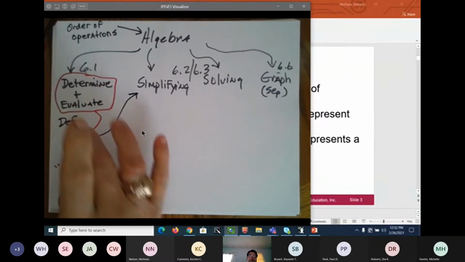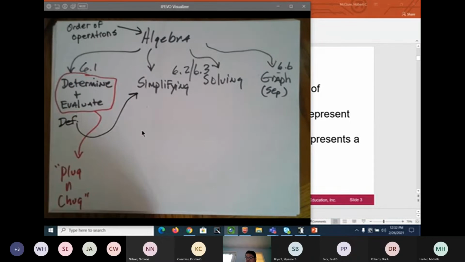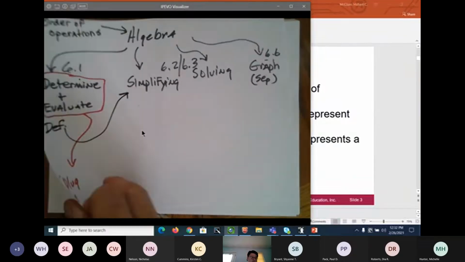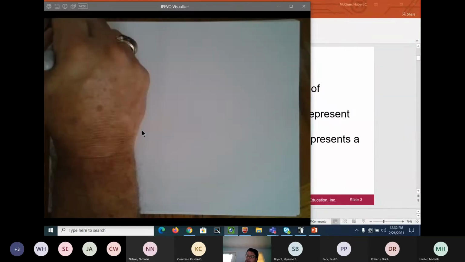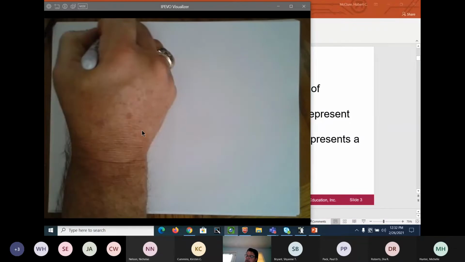Now, how do you know the difference between the two, determine and evaluate? Well, I'm going to show you that next. Here is what the directions will say with evaluate: Evaluate the following. It'll say something like that.